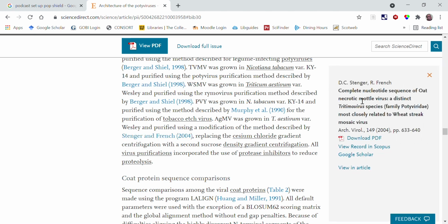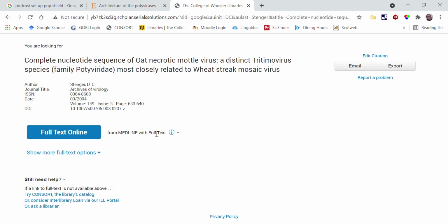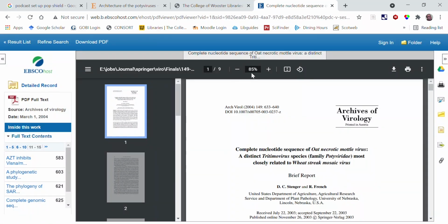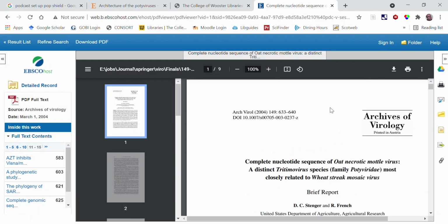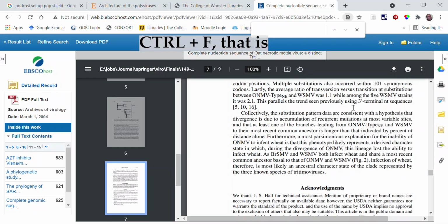And here it is. I'm going to go to Google Scholar just so you don't get wrapped up in the Elsevier area here, but this is the paper that we're talking about, complete nucleotide sequence of oat necrotic mosaic virus. So let's go to Full Text at Wooster, Google Scholar, and hey, look at that, Full Text Online at Archives of Virology. And let's look at the PDF full text. Okay, I'm going to blow this up a little bit, but here's the paper.